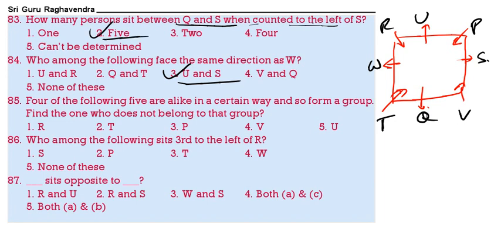Four of the following five are alike in a certain way and hence form a group. Which is the one that does not belong to the group? Here R is a corner, T corner, P corner, V corner, U is in the middle. So U is the odd one out.